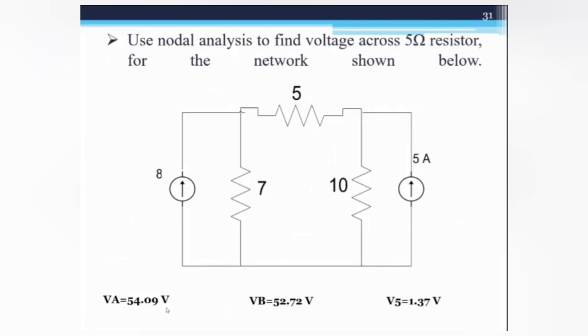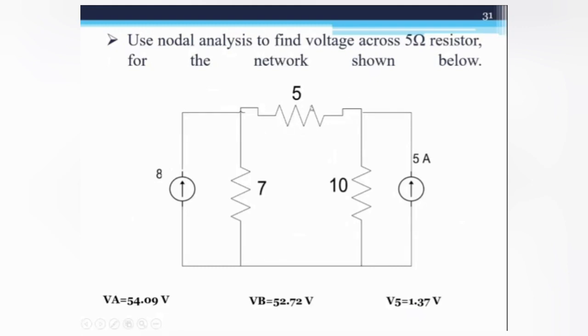You can solve this example, right? Here again the three nodes are there: 1, 2 and the third one, A, B and C. Apply the KCL at node A. Our equation becomes 8 equals (VA minus VB) by 5 plus VA by 7. And similarly for node B, now it is towards the junction, right? So 5 equals (VB minus VA) by 5 plus VB by 10. After writing the matrices and finding the determinants D, D1 and D2, you can find the values of VA, VB and the voltage across the 5 ohm resistor.